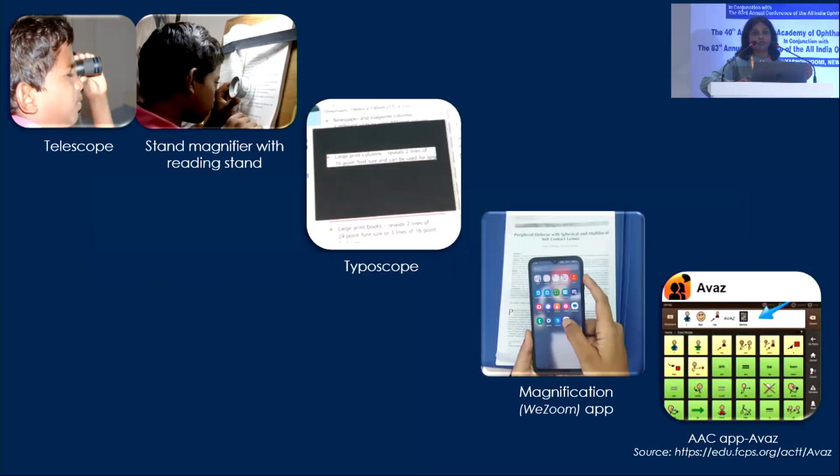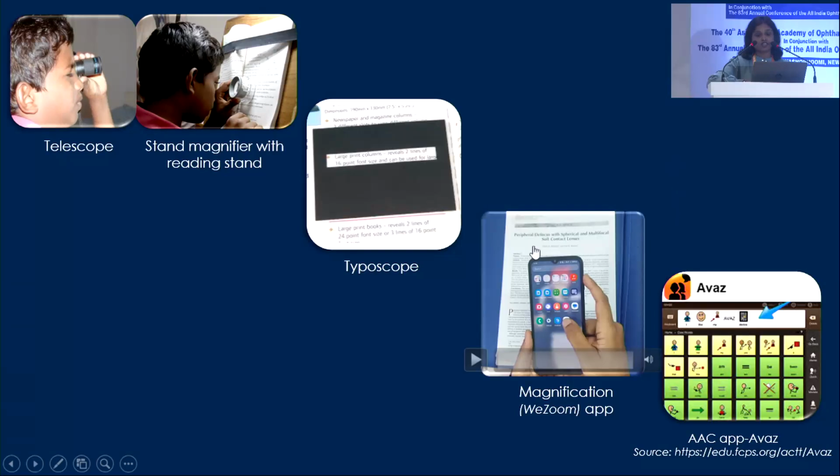We had a great talk by Sumit, who just mentioned the different devices that are available. So telescopes and magnifiers cannot be ignored in these children as well, especially those who have academic demands and are high functioning. And a simple material like a typoscope can actually declutter the reading material and help them focus only on what is to be read.